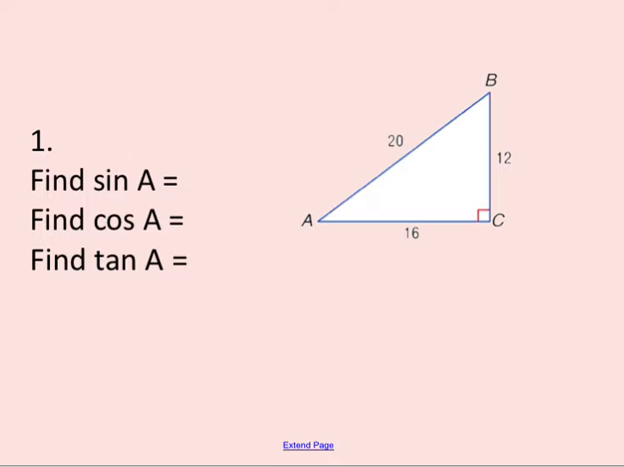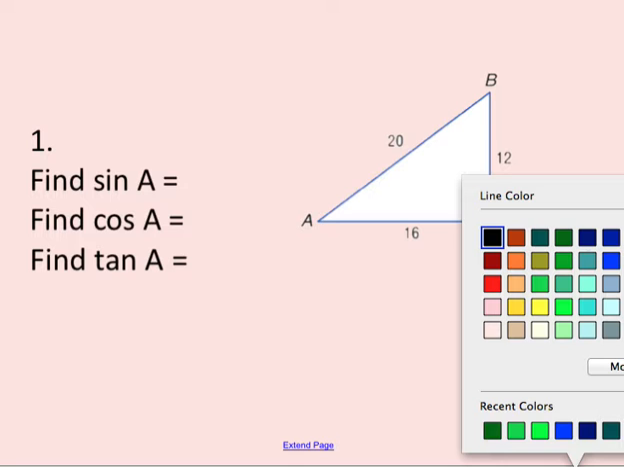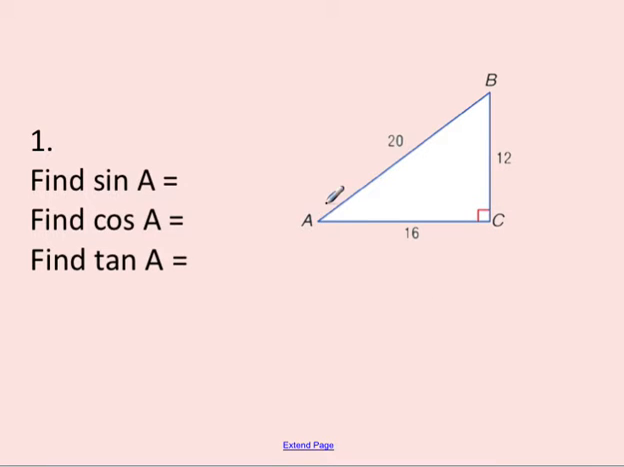So for number one, we want to find sine of A. Well, sine of A, remember sine is opposite over hypotenuse. So if we're looking at A here, we want to do the opposite, which is going to be 12 over the hypotenuse. Remember, the hypotenuse always sits across from the right angle. So we have opposite over hypotenuse. Well, 12 divided by 20 is going to give us 0.6.